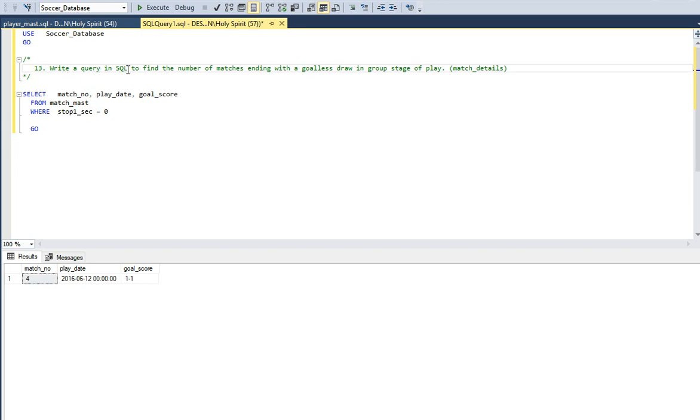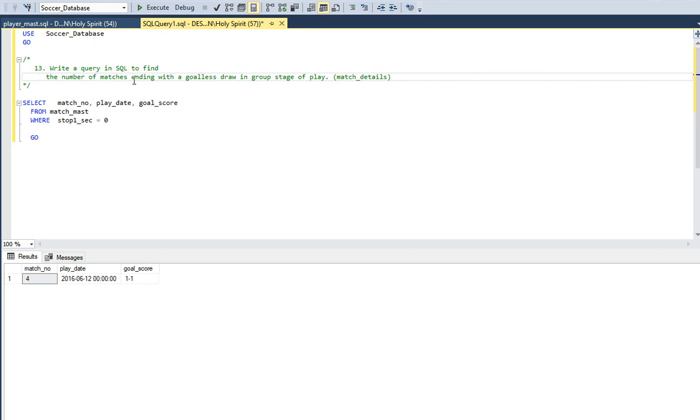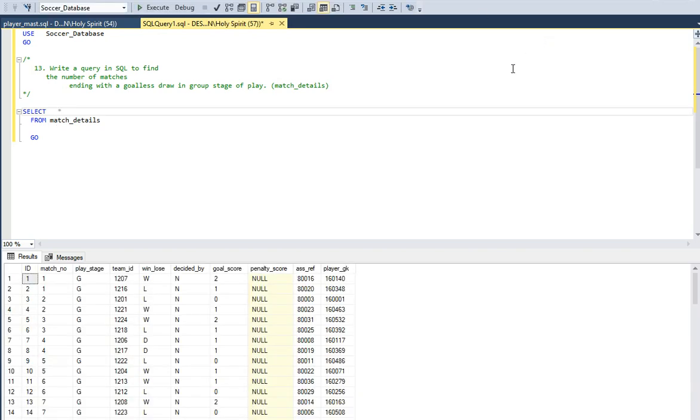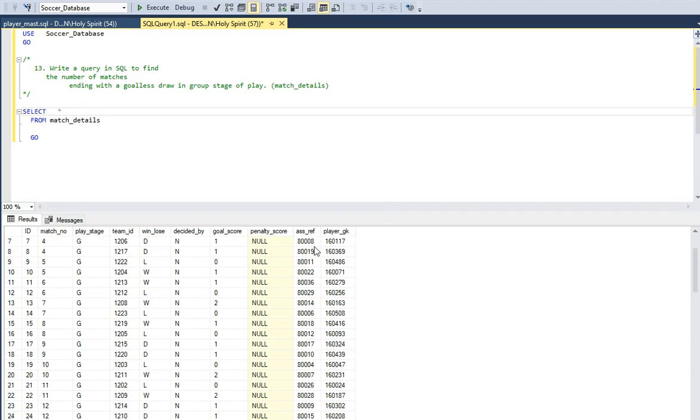Okay, write a query in SQL to find the number of matches, which is okay, we have to use count, matches ending with, this is the condition, ending with a goalless draw in group stage of play. This is the table. Execute. Okay, this is the table here. I think you can see it.